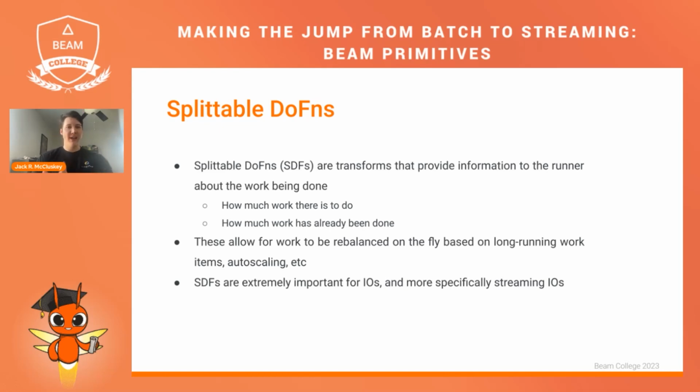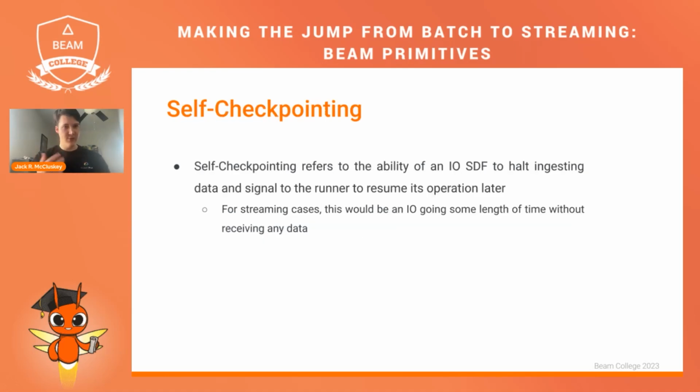SDFs are really important for IOs, and more importantly, streaming IOs, because when you're reading data, you want to be able to ingest that data into your pipeline quickly. Or in the case of a streaming transform, you want something that can self-checkpoint. Self-checkpointing refers to the idea of an IO splittable DoFn stopping ingesting data and signaling to the runner to resume its operation later. For streaming cases, this is, an IO hasn't gotten data in a couple minutes, and we're going to choose to checkpoint and have the runner circle back to that DoFn to check for more input later.